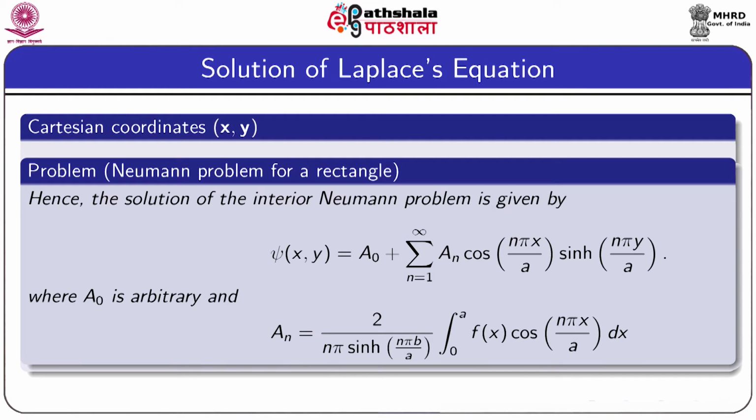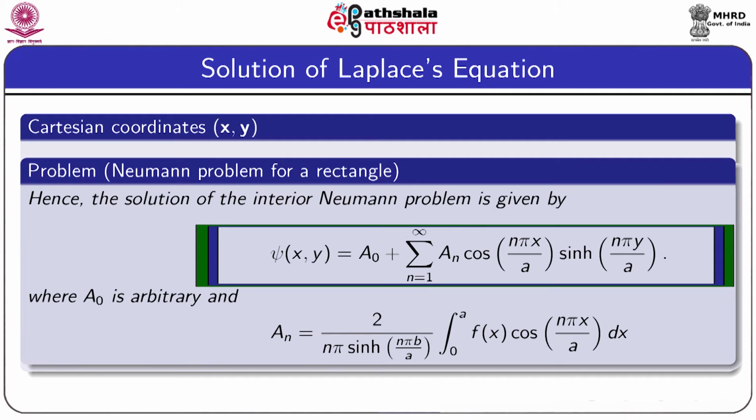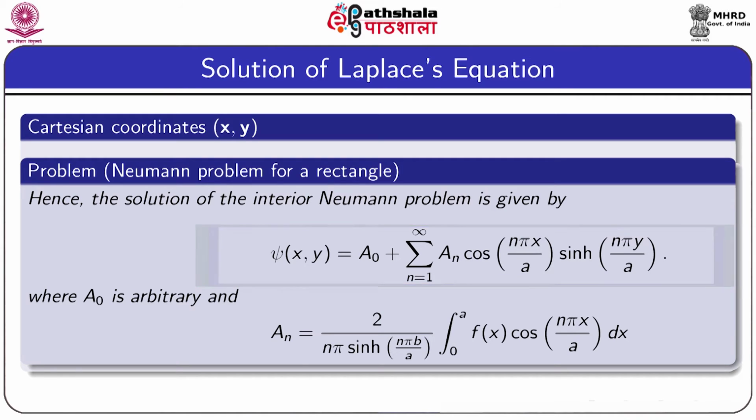Thus, the solution of the interior Neumann problem is given by psi equals a_0 plus the sum from n equals 1 to infinity of A_n cos(n pi x by a) cosh(n pi y by a), where a_0 is an arbitrary constant and A_n is given, which is written here.